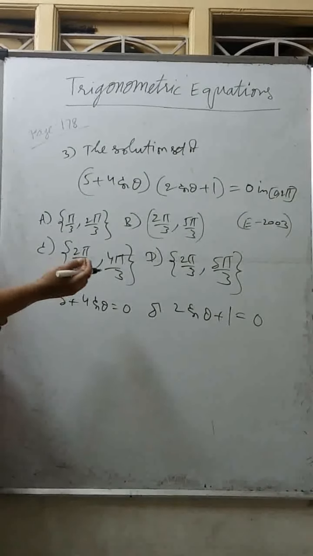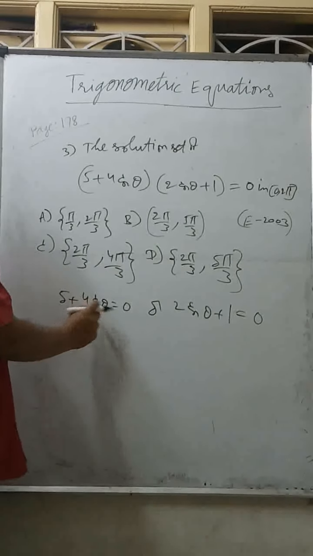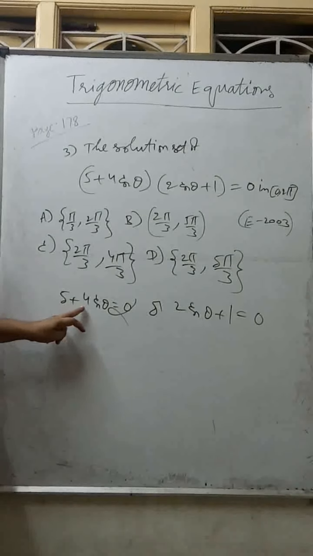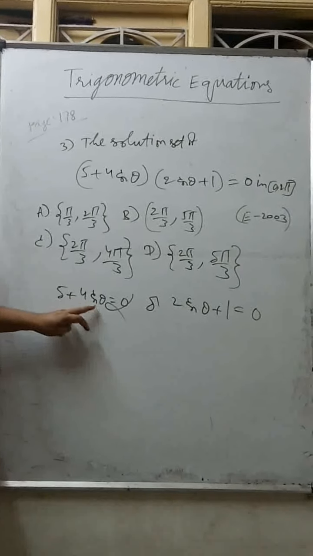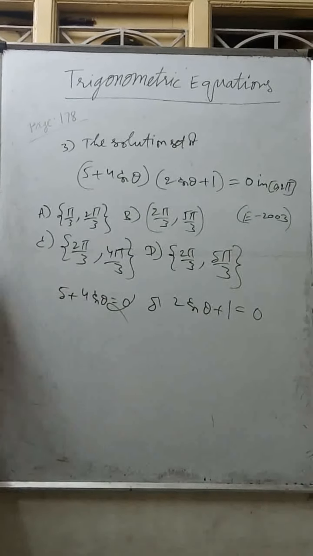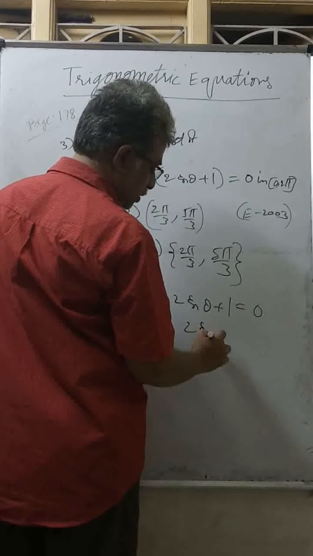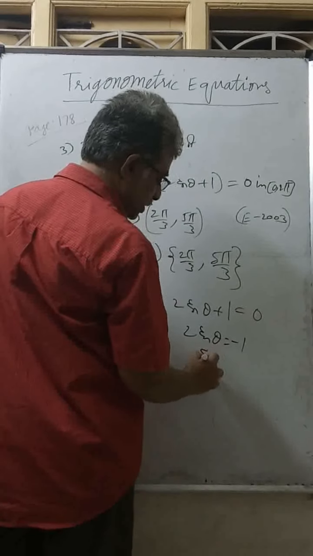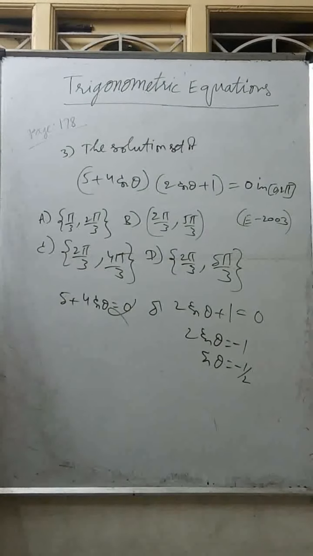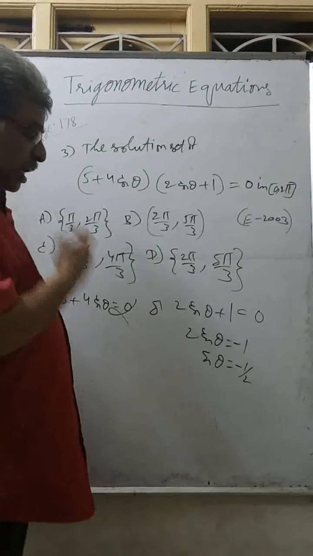Cos theta must lie between minus 1 to plus 1, which means this is not possible. What do you get? Cos theta equal to minus 5 by 4, which is less than minus 1. So not possible. Coming to this, 2 cos theta equal to minus 1, and cos theta equal to minus 1 by 2. This is lying between minus 1 to plus 1. So this is possible. Now when does cos become minus 1 by 2?